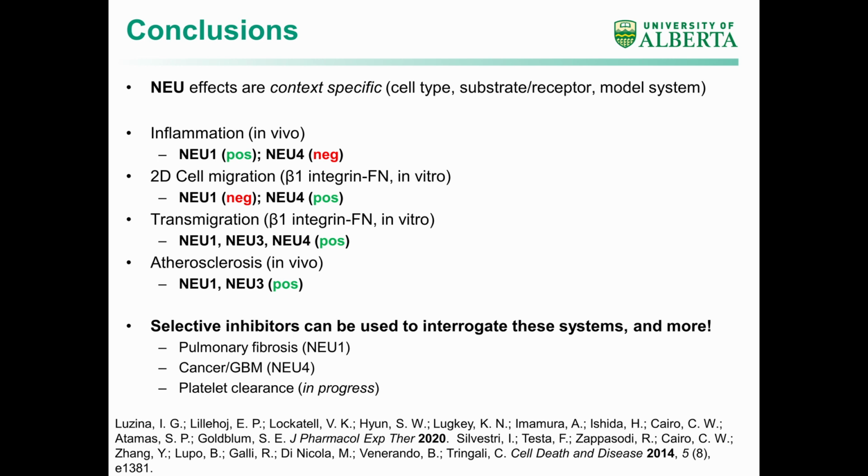Okay, so I think this is mostly just a pitch that we should be digging for more of these examples in different systems. We're starting to look in pulmonary fibrosis to look at the role of NEU1. We've done some collaborative work on that. We've done a little bit of work in cancer on NEU4 in this, and we're currently working on platelet clearance because we think this is also an important component of platelet clearance because sialylation is important in those.